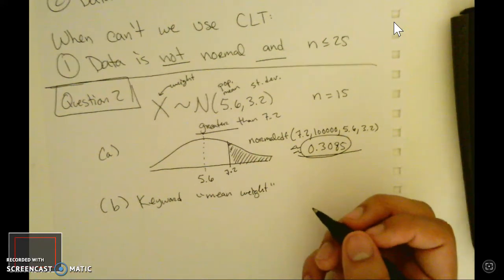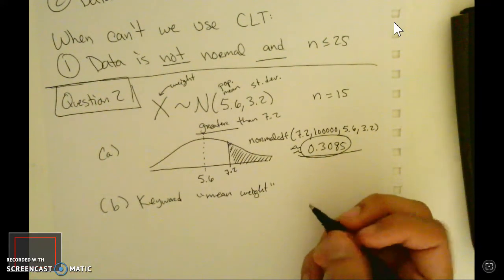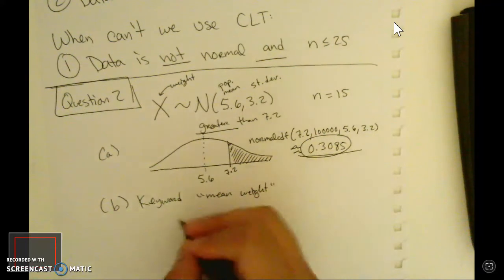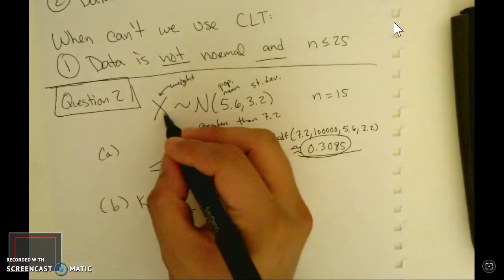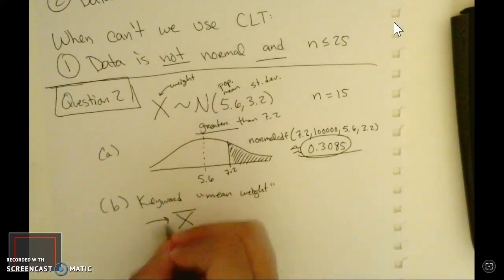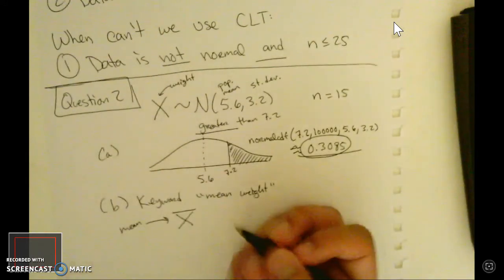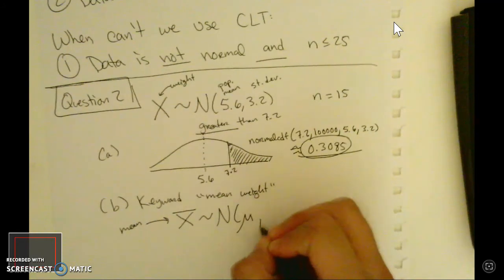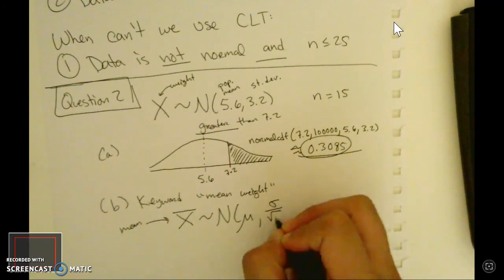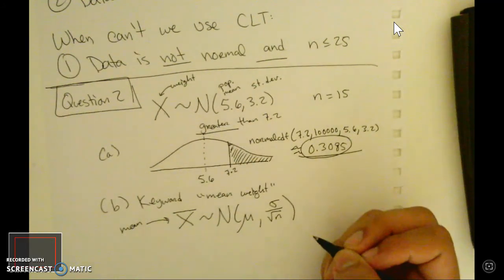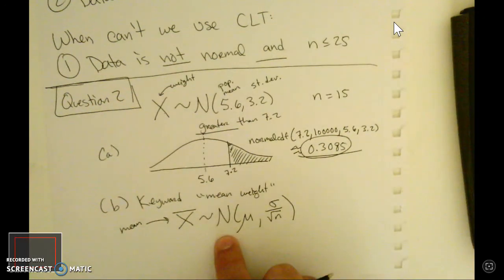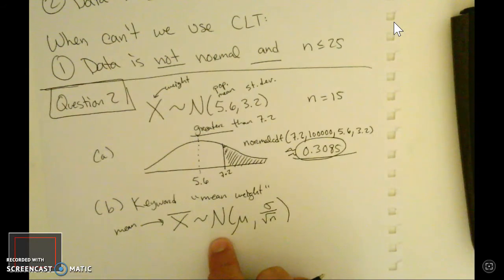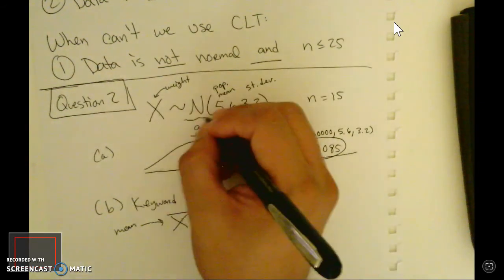So notice, we want to figure out the mean weight, so x bar. Before, this was each individual weight; this is now the mean of the weight. According to the central limit theorem, this is normally distributed with a mean mu and a standard error of sigma over the square root of n. Now, can we use the central limit theorem here? Well, let's figure it out. Is it normally distributed? Yes, it is. We knew that it was normally distributed.